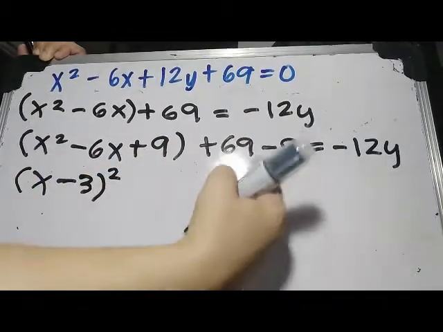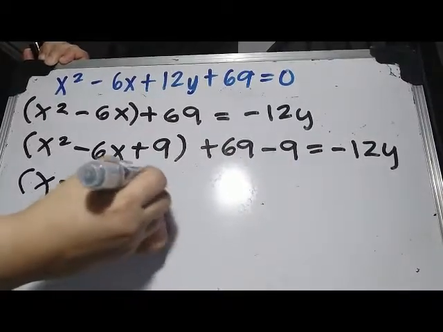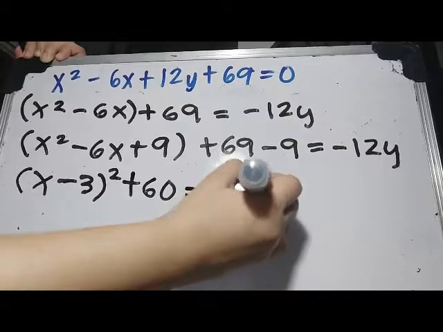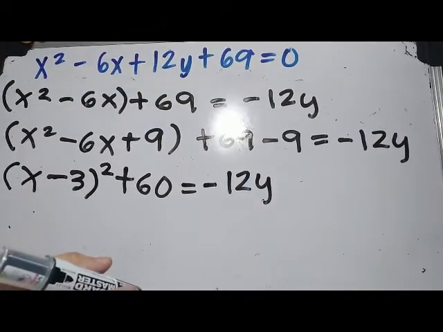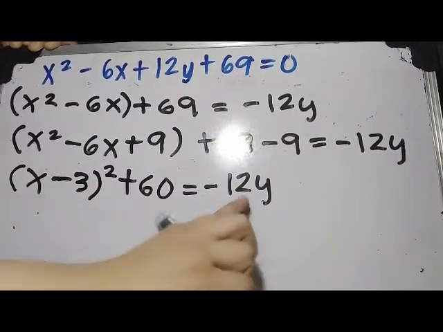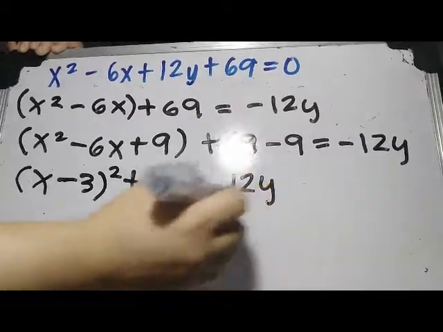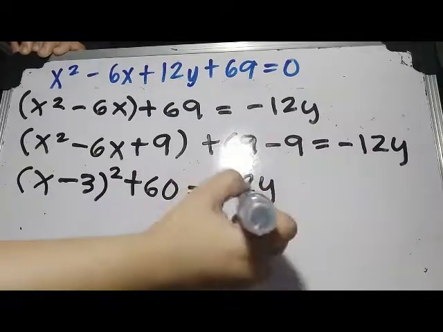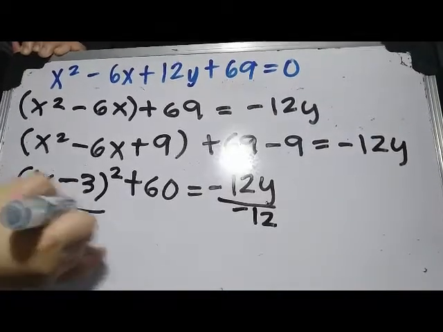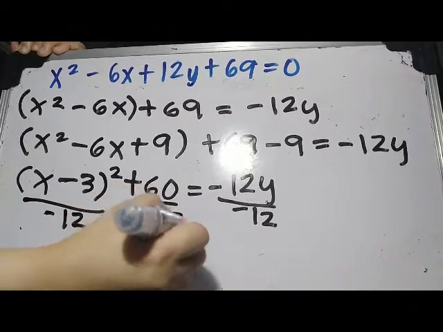Then let's simplify the constants at this side. So 69 minus 9 gives us positive 60, and then equal to negative 12y. Now for our next step, we need to isolate y. Thus, this negative 12 right here, we need to get rid of it. So to get rid of it, we will divide both sides of the equation by negative 12. So divide this side by negative 12, divide this by negative 12, and also divide this by negative 12.